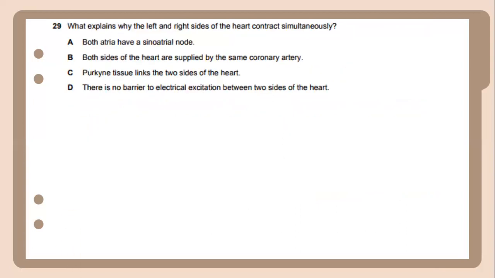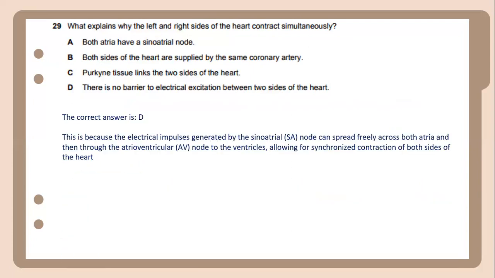And number 29, what explains why the left and right sides of the heart contract simultaneously? The answer will be there is no barrier to electrical excitation between the two sides of the heart. This is because the electrical impulses generated by the sinoatrial or SA node can spread freely across both atria and then through the atrioventricular or AV node to the ventricles, allowing for synchronized contraction on both sides of the heart.